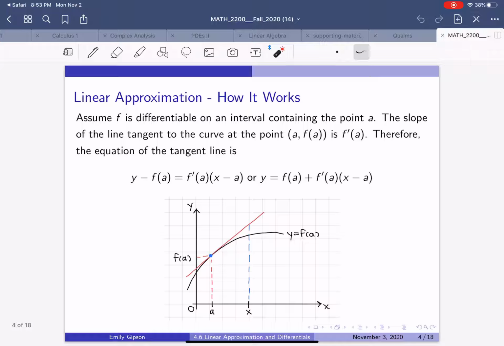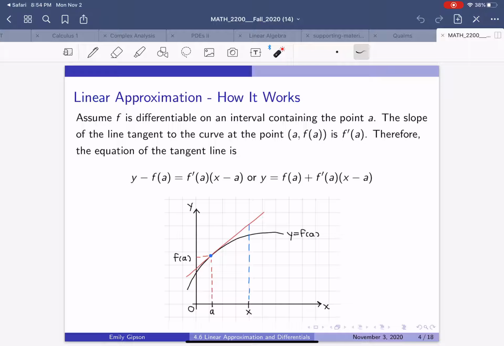So assume that our function f is differentiable on an interval containing a point A. The slope of the line tangent to the curve at the point (A, f(A)) is f prime of A, and therefore the equation of the tangent line is y minus f(A), so y minus y1, equals f prime of A times x minus A. Or if we solve for y, we get y equals f(A) plus f prime of A times x minus A. And I have a little drawing here for you.